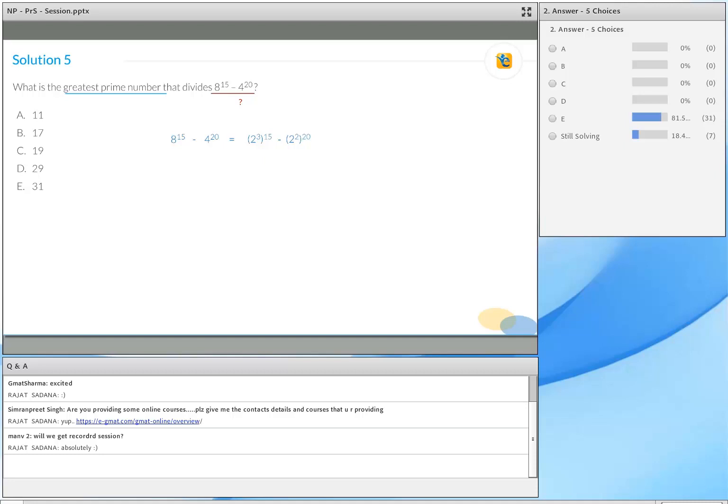So 8 to the power 15 minus 4 to the power 20 is this. You essentially start to simplify this, and what you get is 2 to the power 40 times 31, okay? Now, what is the greatest prime number? Obviously, 31 is the greatest prime number that divides this expression. So choice E is the correct answer. The basic thing over here was drawing that final inference, but before that, simplification was the key. All right, let's look at question number 6 now.